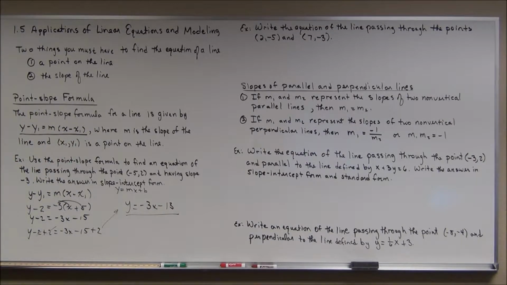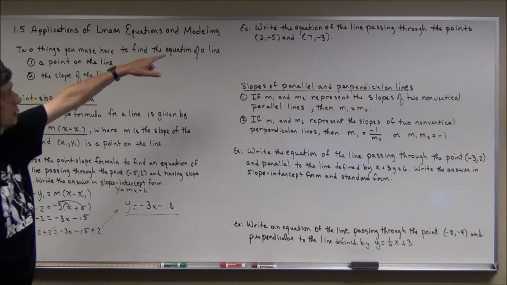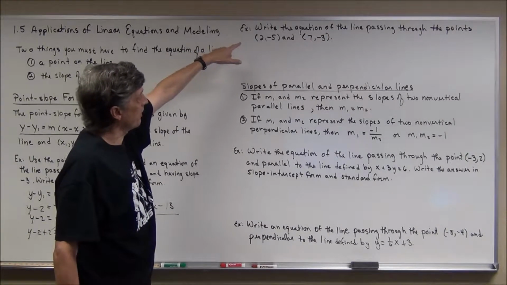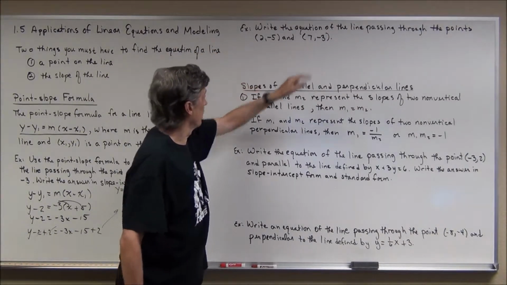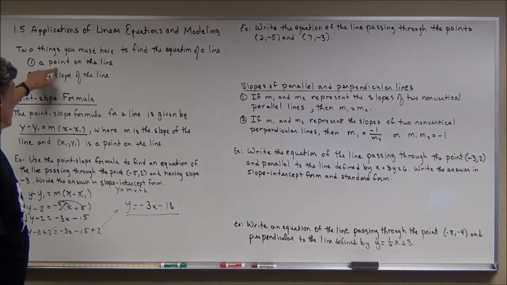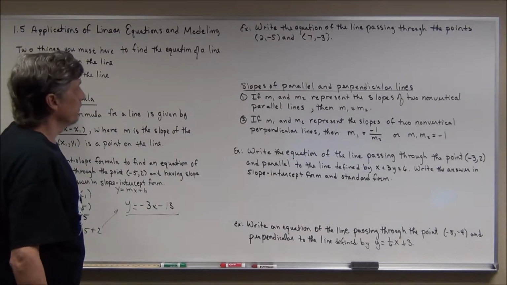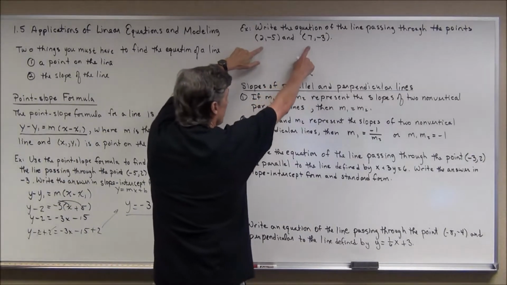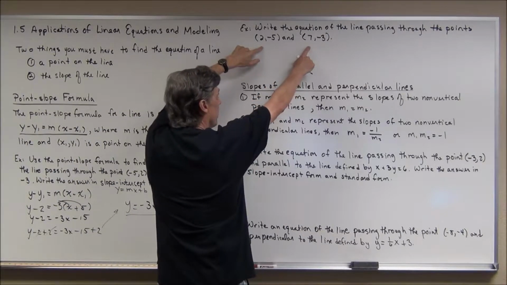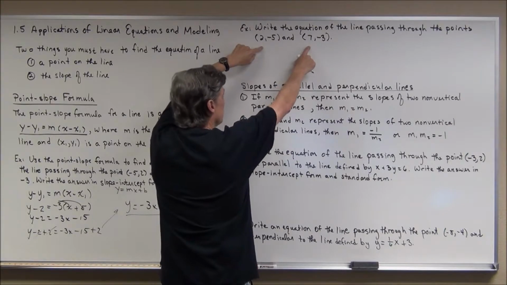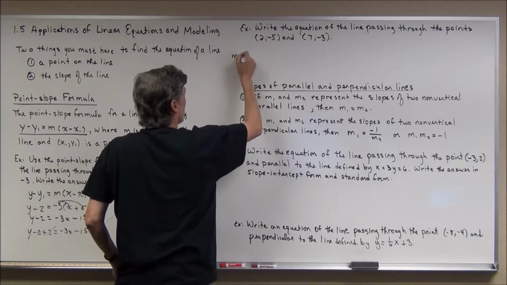Now here's a slightly different example. They don't give us the slope. It says write the equation of a line that passes through these 2 points. Well, I need a point and I need the slope. I have 2 points. I don't have the slope given to me, but remember, if you're given 2 points on the line, 2 distinct points, you can find the slope using the slope formula.